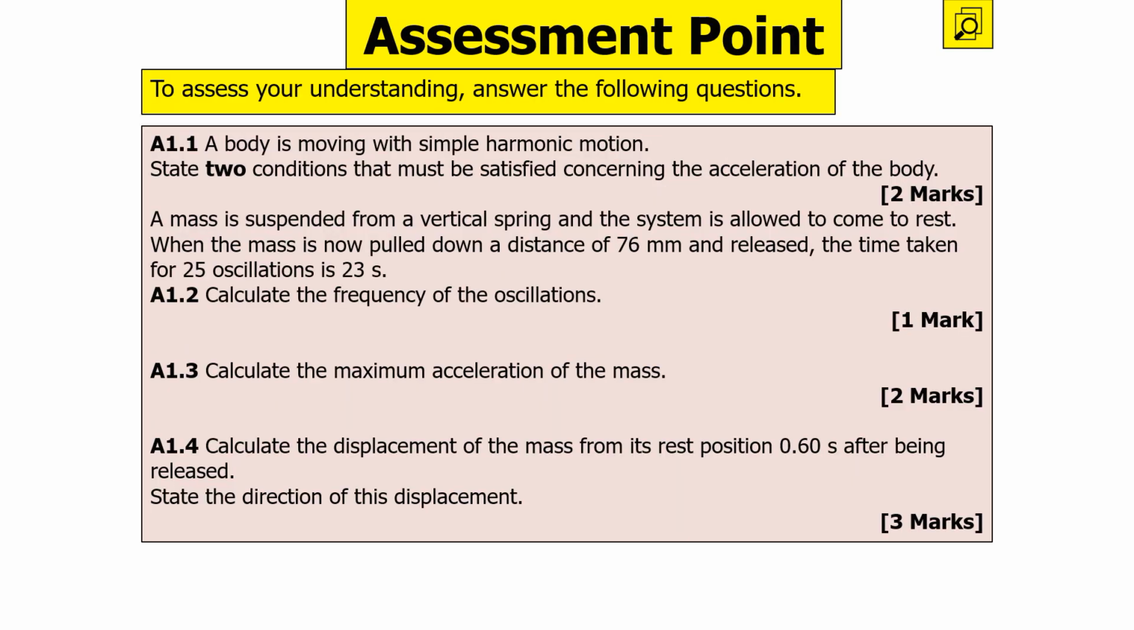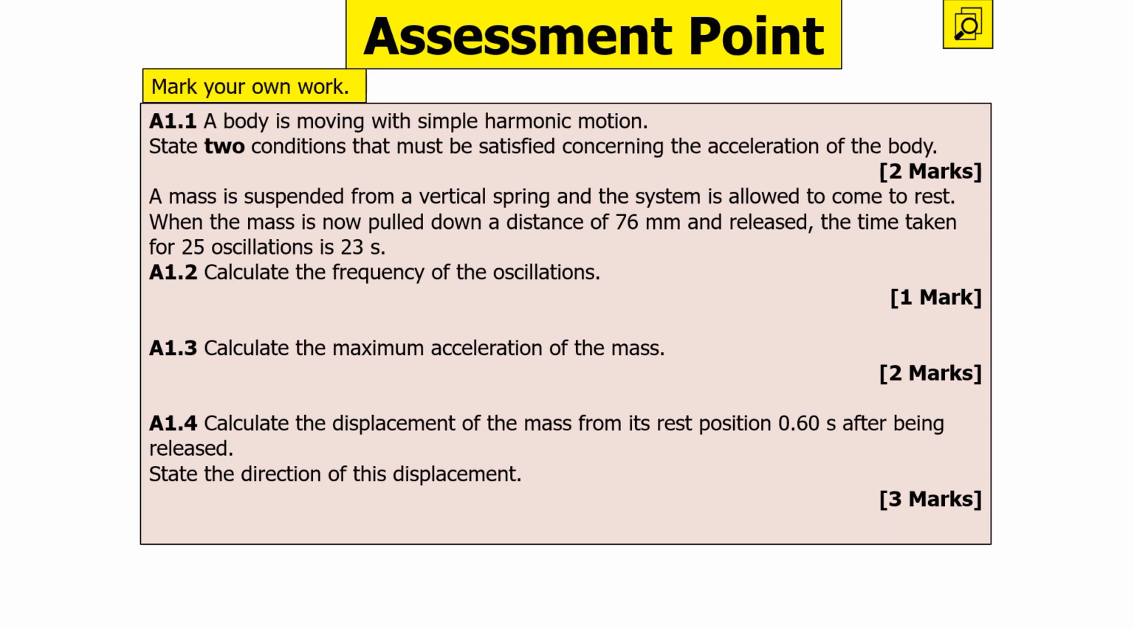The next question says, a body is moving with simple harmonic motion. State 2 conditions that must be satisfied concerning the acceleration of the body. A mass is suspended from a vertical spring and the system is allowed to come to rest. When the mass is now pulled down a distance of 76 millimeters and released, the time taken for 25 oscillations is 23 seconds. Calculate the frequency of oscillations. Calculate the maximum acceleration of the mass, and calculate the displacement of the mass from its rest position 0.60 seconds after being released. State the direction of the displacement. So pause the video now, then unpause the video when you want to go through your answer.